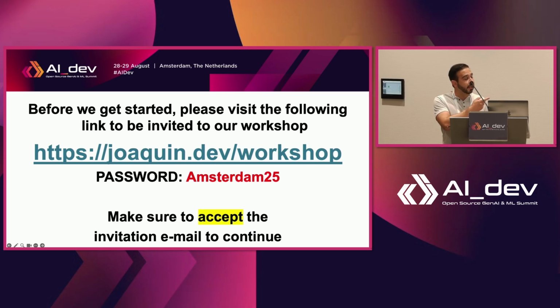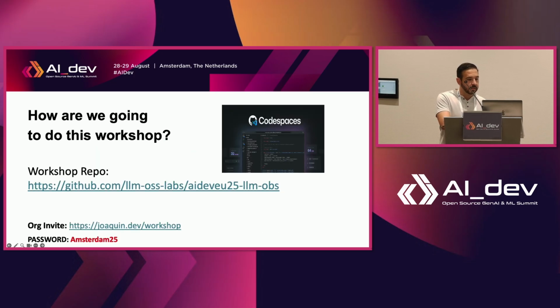Once you do that, you're going to get an invitation, so just make sure you click accept. Once you do, you'll be able to access the repo. It's public anyway, and you can use a dev container if you choose to. But it's a lot easier to do it via Codespaces because everything's already pre-built with all the tools that we'll be using during the workshop.